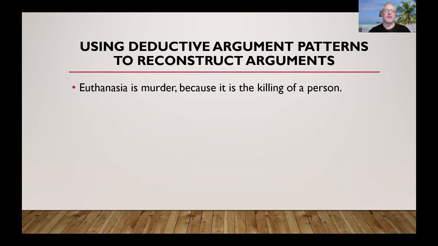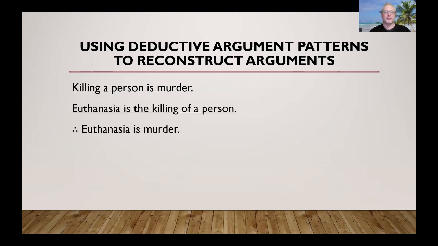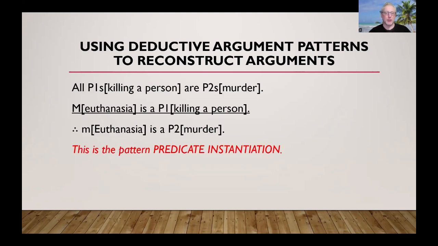Here's something that you might see in real life or in a course on social issues. Somebody might say, euthanasia is murder because it is the killing of a person. Well, this is an argument, and we could put it into standard form like this. Premise 1, killing a person is murder. Premise 2, euthanasia is the killing of a person. Conclusion, euthanasia is murder. Right? So we started off with an argument in ordinary language, which was actually an enthymeme, and then we put it in standard form, specifically a syllogism. And when we put it in standard form, we are able to see that it has the pattern that we call predicate instantiation.